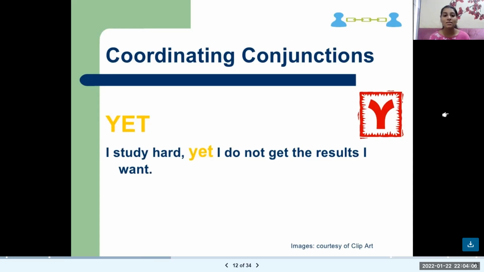So the two sentences here, "I study hard" and the second sentence, "I do not get the results I want," can be connected as one sentence with the word "yet," right? This is how it is used in a sentence.